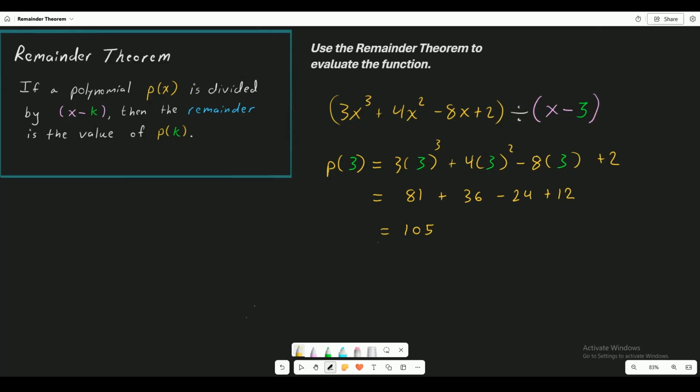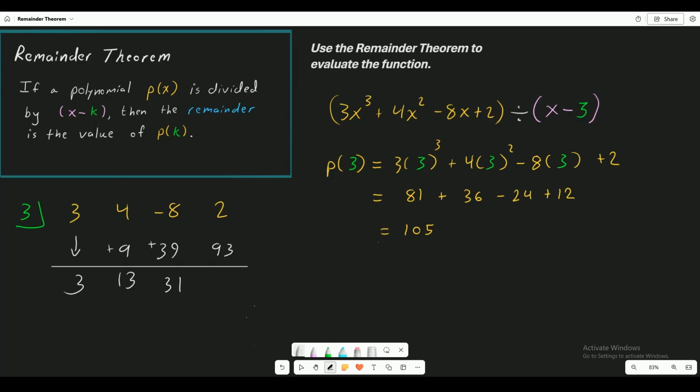Let's use quick synthetic division to do it right here on the side. 3, 4, negative 8, and 2. All right, they gave us everything we needed. We did not need to add any zeros. Very cool. Let's keep going. 3 times 3, 9, add 13. 3 times 13, 39, add 31. 3 times 31 is 93.